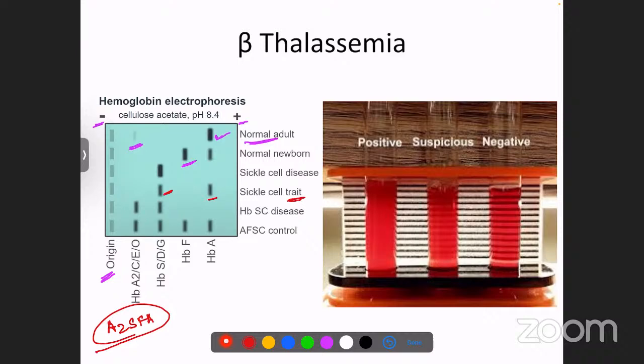Similarly, hemoglobin SC. Remember, that band is not only for A2, most commonly it is A2, but also for C, E and O, which are rare forms of hemoglobin. So when there is a band here as well as in sickle, it is SC disease. Okay, so this is a control. So this is how you have to interpret a hemoglobin electrophoresis. Remember this, the first band at the origin would be A2SFA.